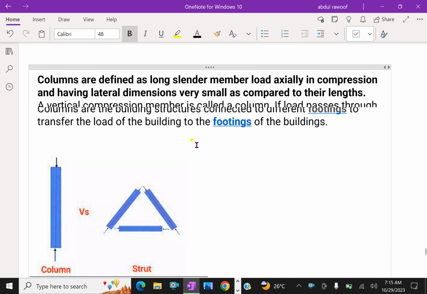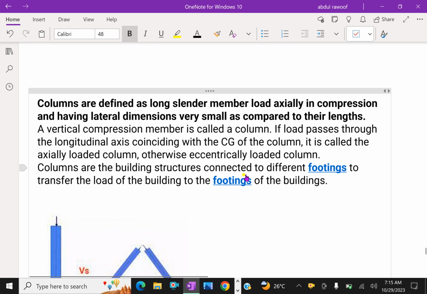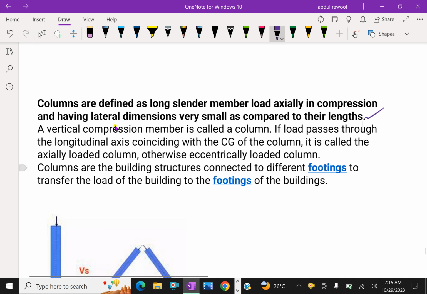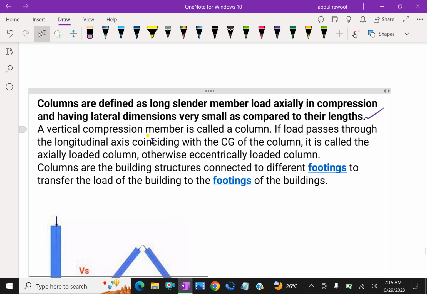Columns are defined as long, slender members loaded axially in compression and having lateral dimensions very small compared to their length. Basically, columns withstand compressive loads. A vertical compression member is called a column.